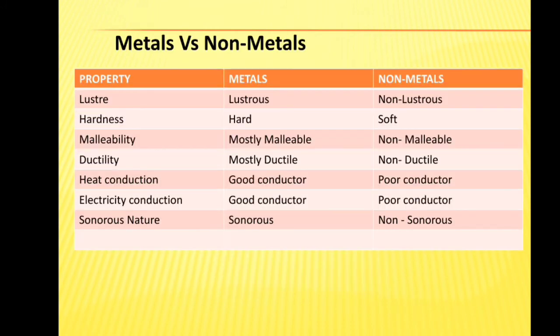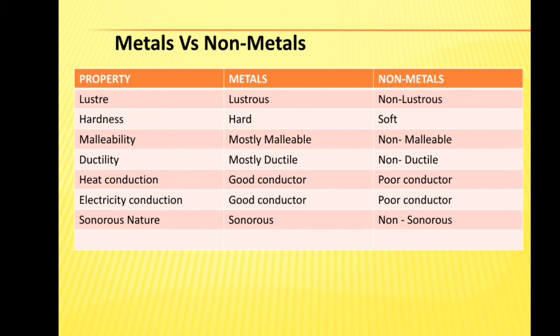Now let's know about the difference between metals and non-metals. We already know what lustrous, hardness, malleability, and ductility are. Now we'll just learn the differences. Metals are lustrous, but non-metals are non-lustrous, meaning they don't have any shiny appearance. Then metals are hard, but non-metals are soft. Then metals are malleable, meaning they can be beaten into thin sheets, but non-metals are non-malleable, so they cannot be beaten into thin sheets.